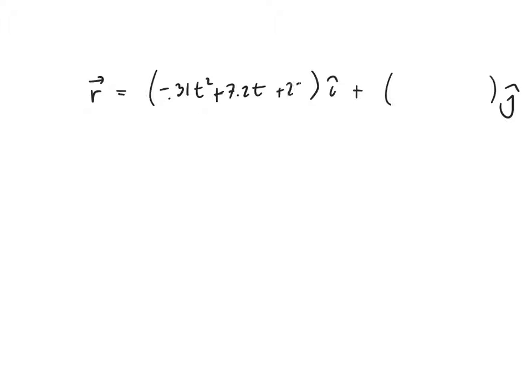So the r function, you have the first part, i, plus the second part, j. Again, this is the same as the last problem. Negative 0.31 t squared plus 7.2 t plus 28. And then on the other part, 0.22 t squared minus 9.1 t plus 30.